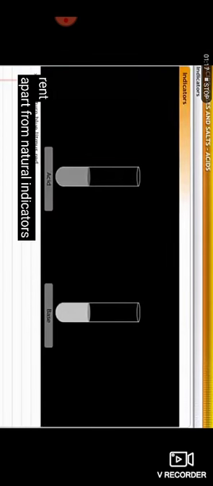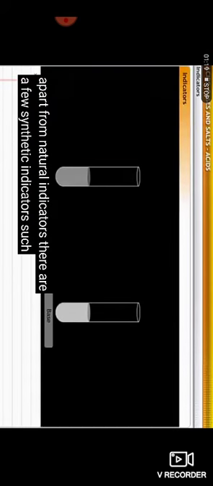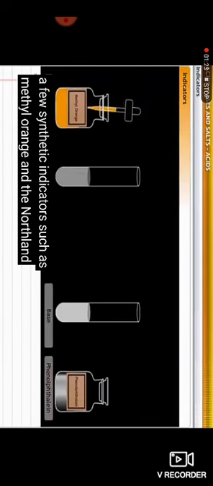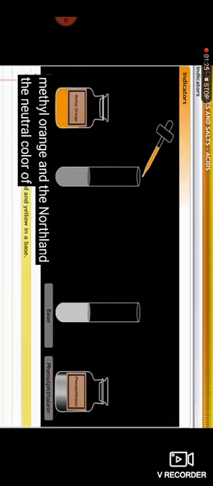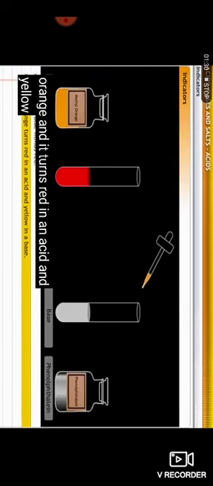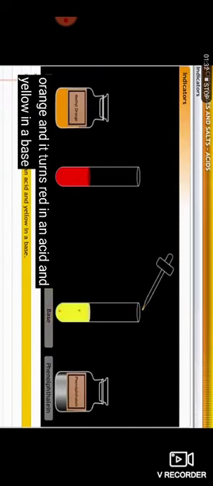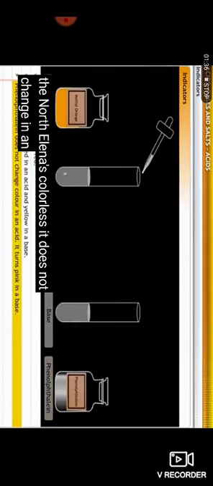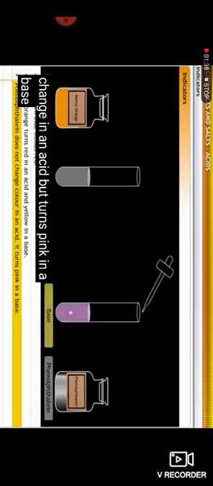Apart from natural indicators, there are a few synthetic indicators such as methyl orange and phenolphthalein. The neutral color of methyl orange is orange, and it turns red in an acid and yellow in a base. Phenolphthalein is colorless. It does not change in an acid but turns pink in a base.